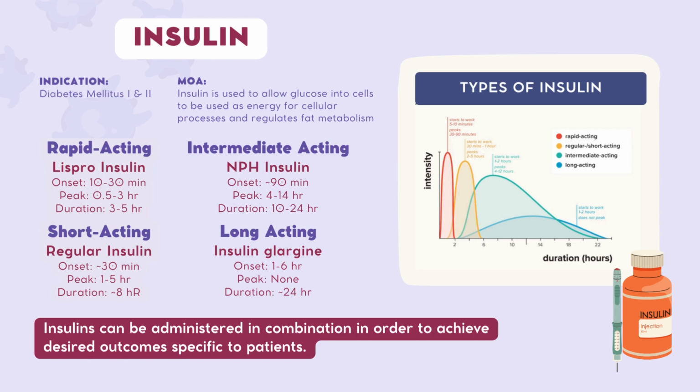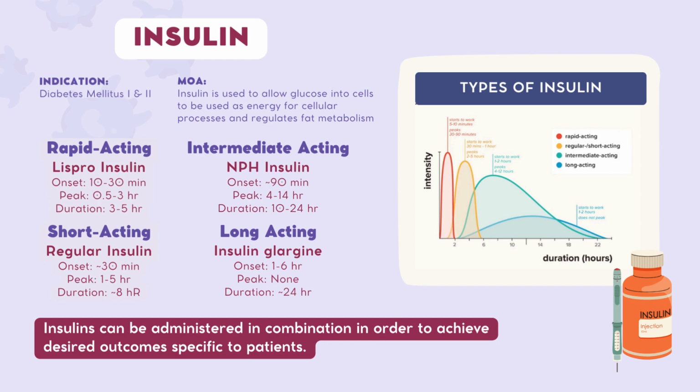Insulin is split up into 4 different kinds of insulin: rapid-acting, short-acting, intermediate-acting, and long-acting. Rapid-acting insulin, also called lispro insulin, has an onset of 10 to 30 minutes with a duration of 3 to 5 hours. Short-acting insulin, also known as regular insulin, has an onset of 30 minutes with a duration of about 8 hours. Intermediate-acting insulin, also called NPH, has an onset of 90 minutes and a duration of about 10 to 24 hours. And lastly, long-acting insulin, also known as insulin glargine, has an onset of 1 to 6 hours and a duration of 24 hours.